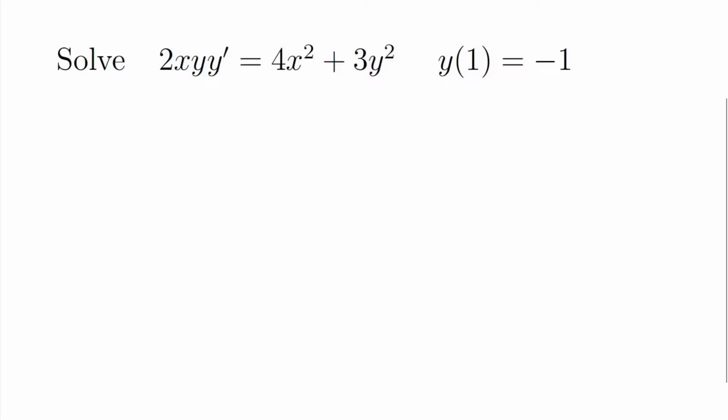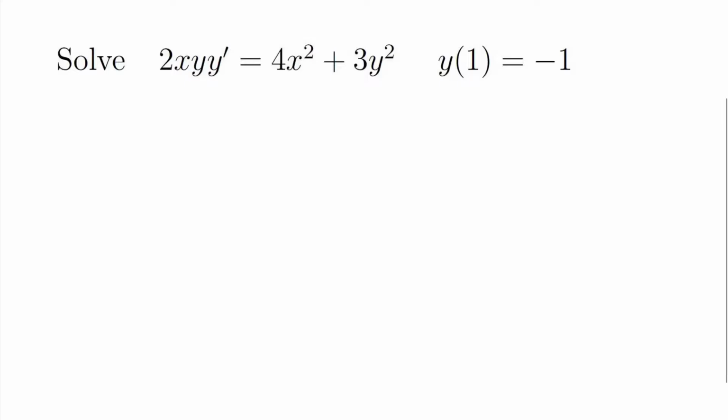Okay, in this problem, we want to solve the differential equation 2xy y prime is equal to 4x squared plus 3y squared with initial condition y(1) is equal to -1. There are actually a couple different methods we can use to solve this. I'm going to solve it as a homogeneous differential equation.